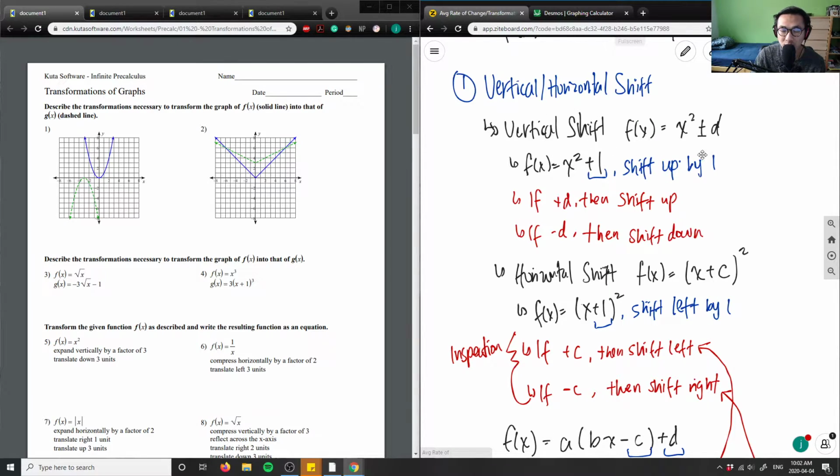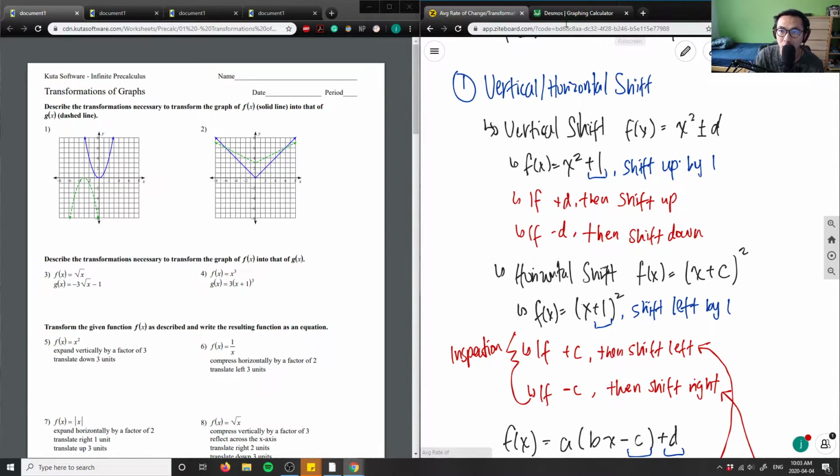Again, just to review, a vertical shift is if I have something like x squared plus a constant. If it's a positive number, I'm going to shift up vertically by the constant. So if d is 1 in this example, I'm shifting up by 1. And if it's a negative number, if d here is negative, for example negative 3, I would shift down by 3. So that's a vertical shift.